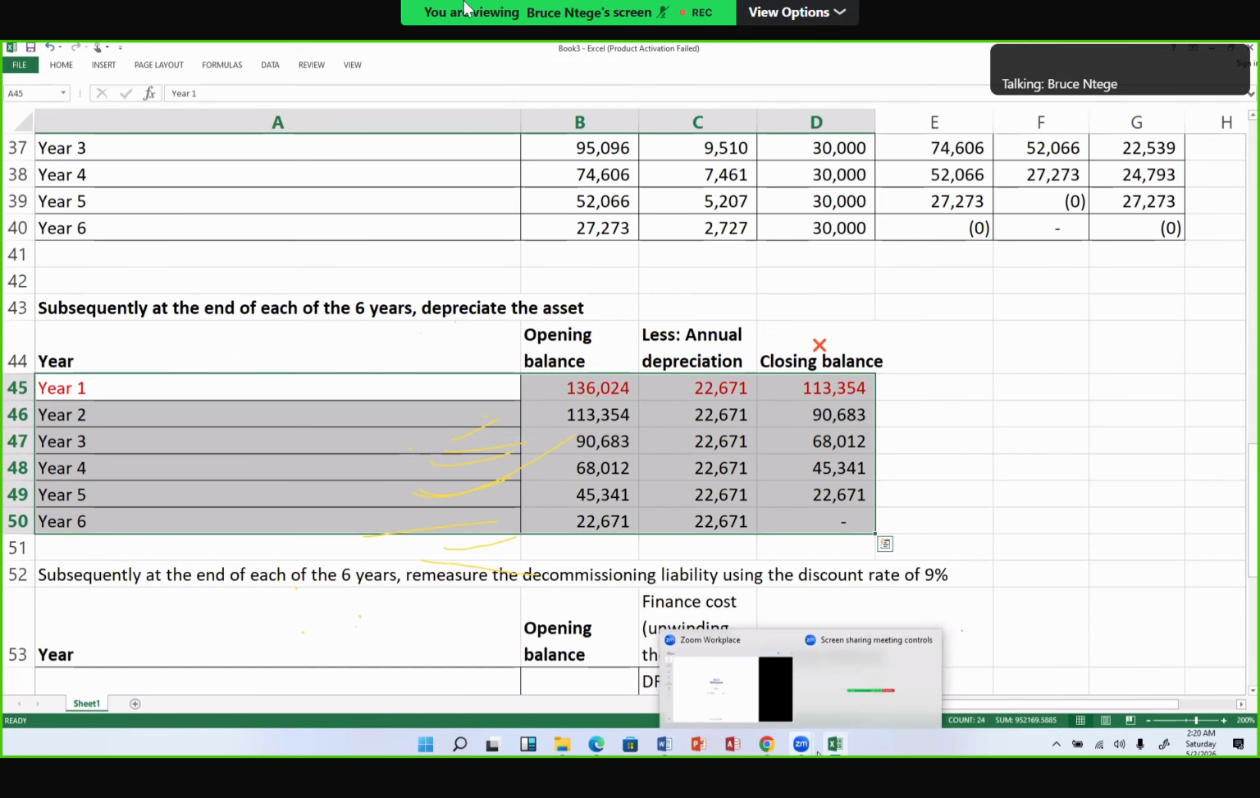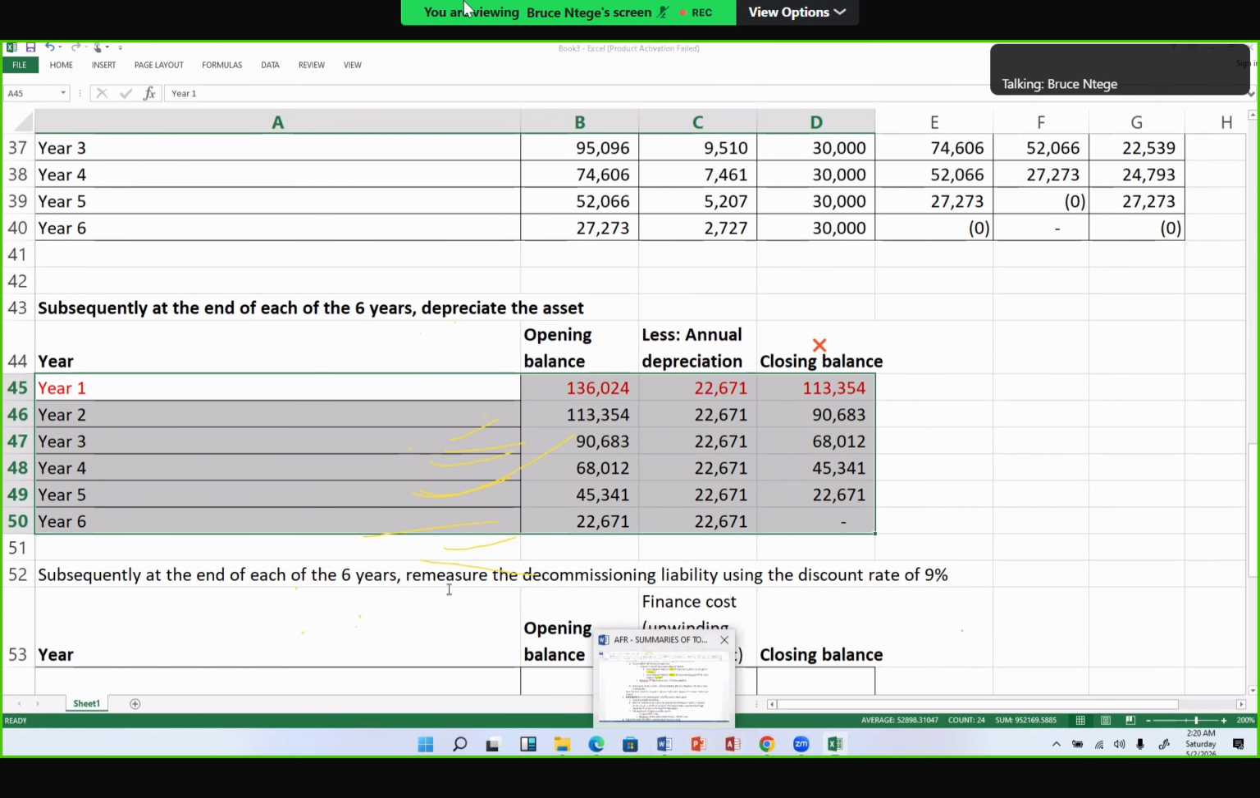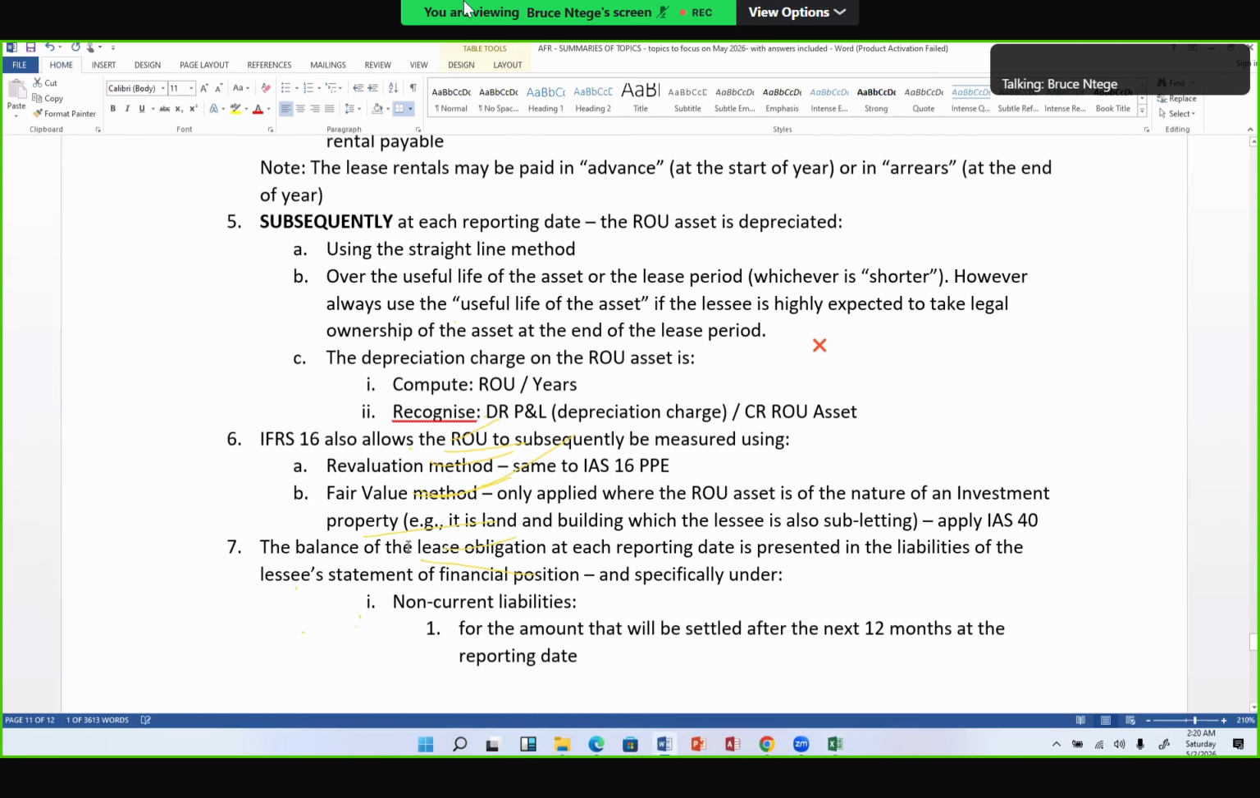Then number 6, so that was number 5 in the 7 things we did. Then number 6, we said that you may be allowed to revalue or to fair value this asset. In this case, they didn't talk about it. So please, everyone, if they don't say revaluation method or fair value method, continue with your historical cost method.